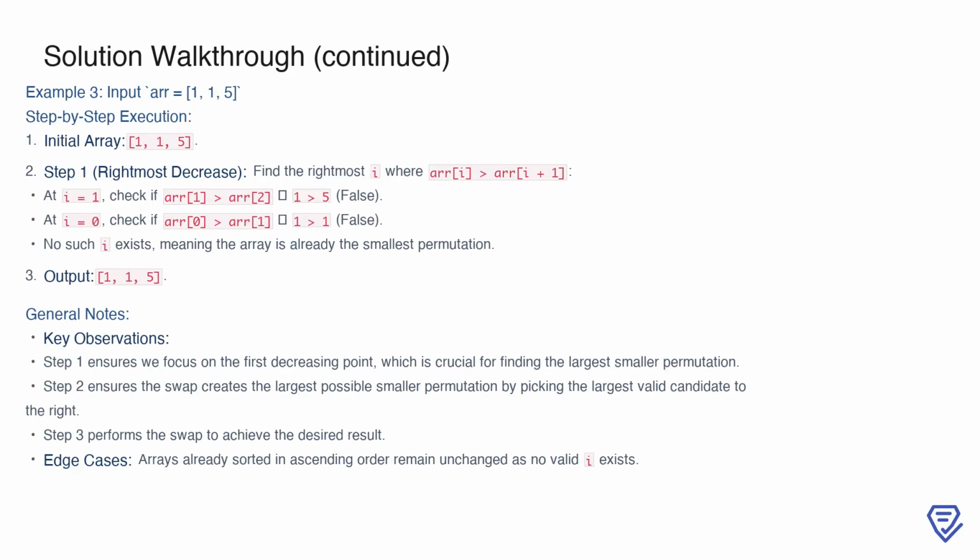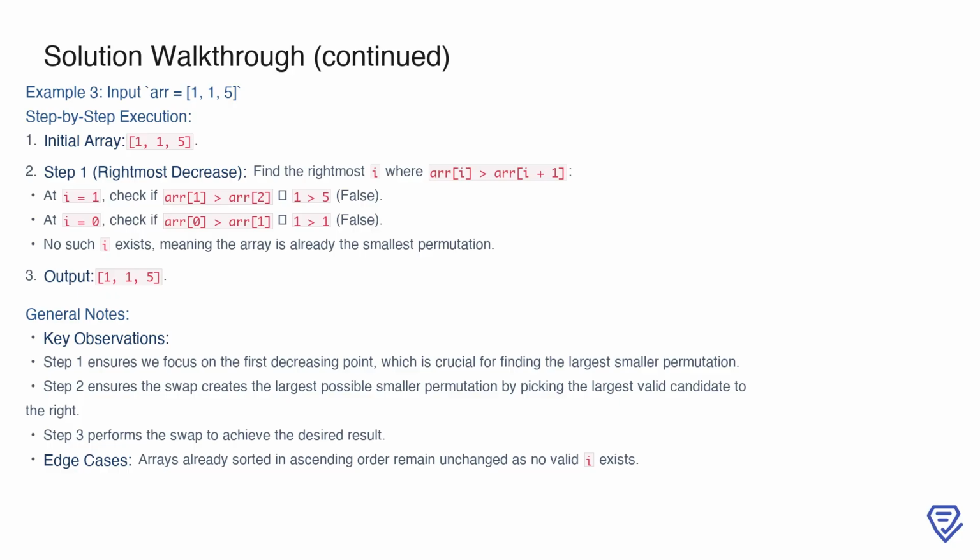In the final example, we examine the array 1, 1, 5. To find the largest smaller permutation, we first look for the rightmost point of decrease. Starting from index 1, we compare ARR[1], which is 1, with ARR[2], which is 5. Since 1 is not greater than 5, we move to index 0.